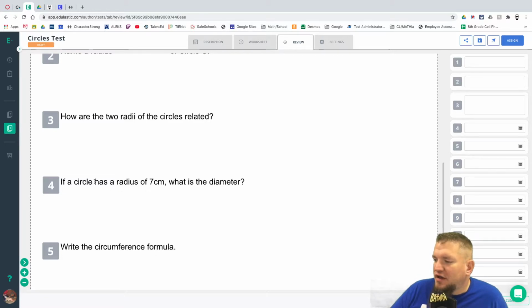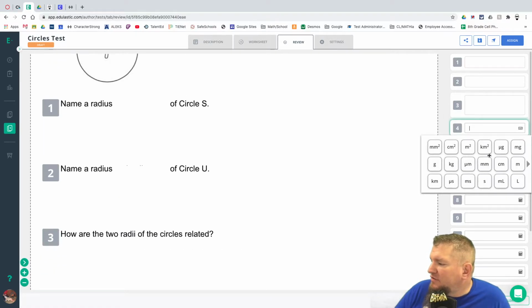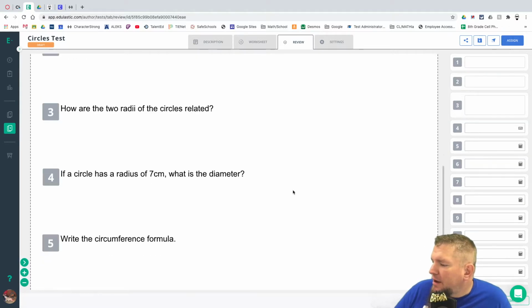When it comes to things like this, where it says if a circle has a radius of 7 centimeters, so it has units in there, right? That means you're going to have to input the units. So if we look at number 4, you look at this little calculator button over here. When you click that, it pulls up these units here, okay? So if your answer is going to be 10, then you would type in 10, and then if it's grams or kilometers, you would just click the button, okay? That's how you would do those answers there, okay?